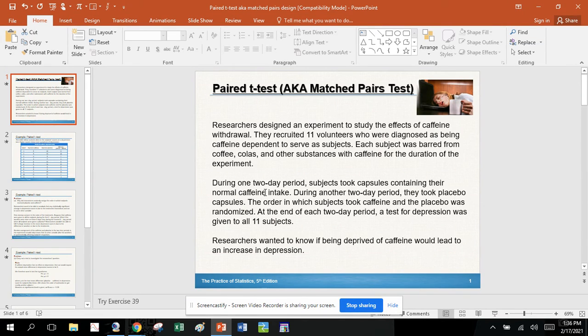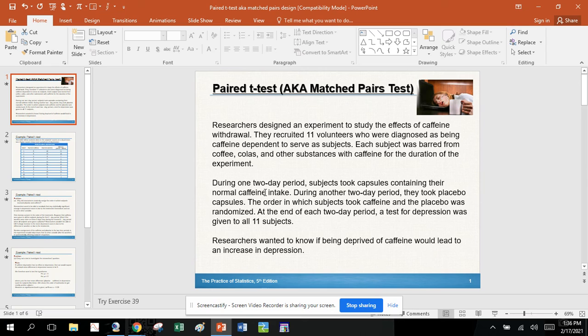Hey there, everybody. So in today's lesson, I'm going to go over with you how to complete a paired t-test. This is very similar to the regular t-test for means, but we're actually going to be looking at paired data. Now, it's also known as a matched pairs t-test.